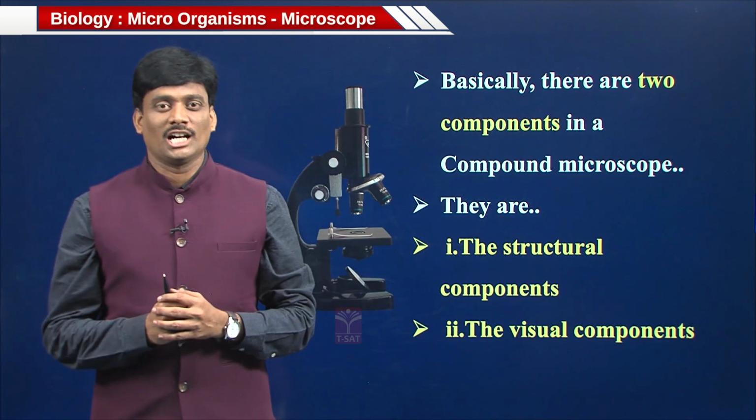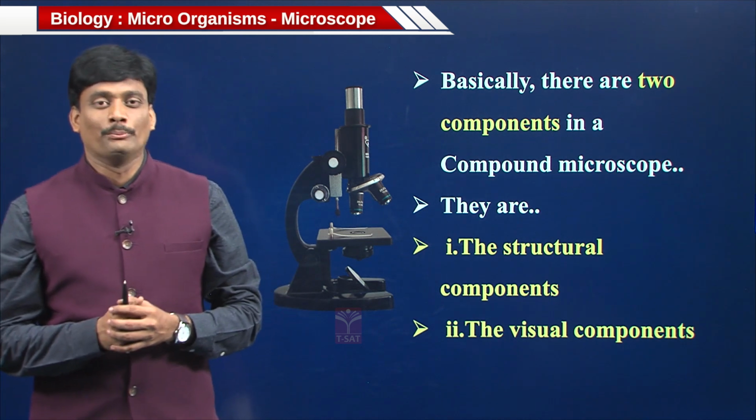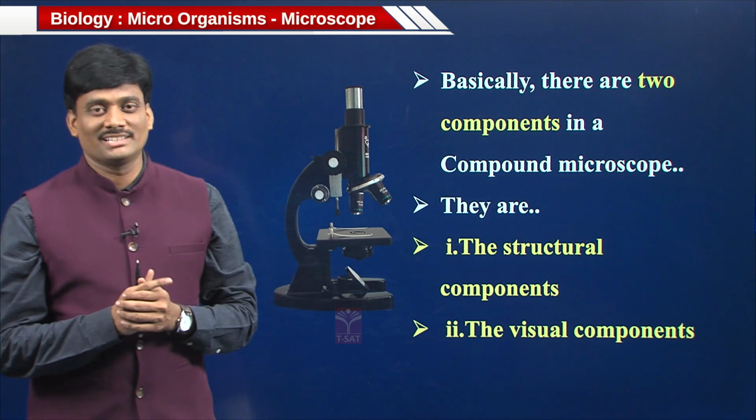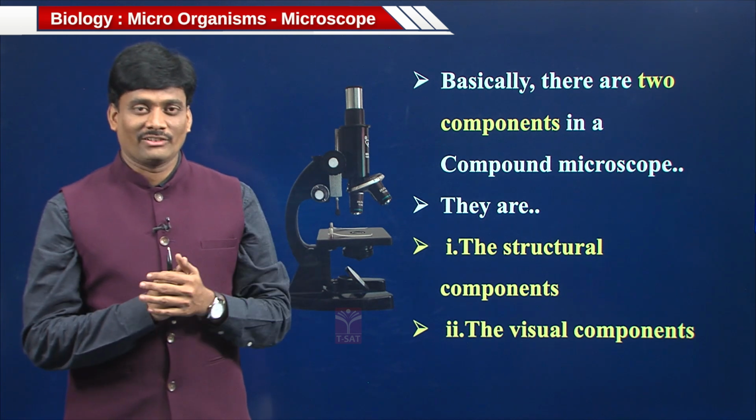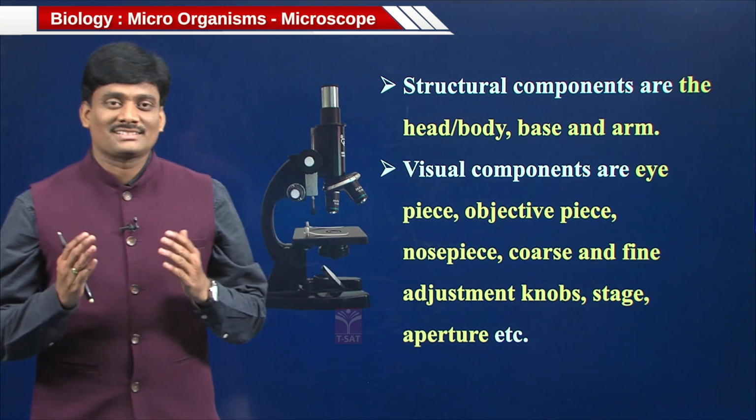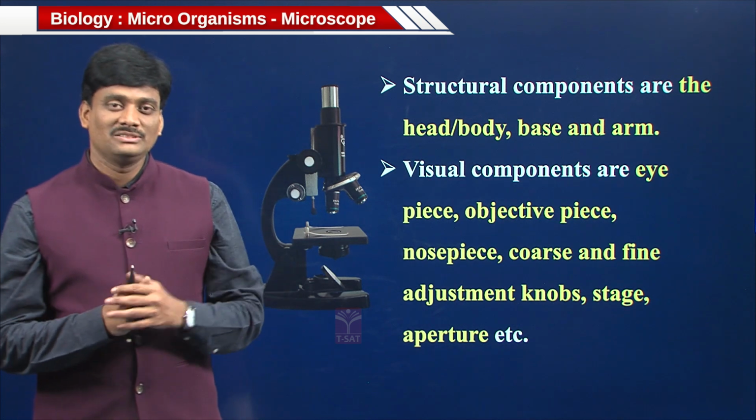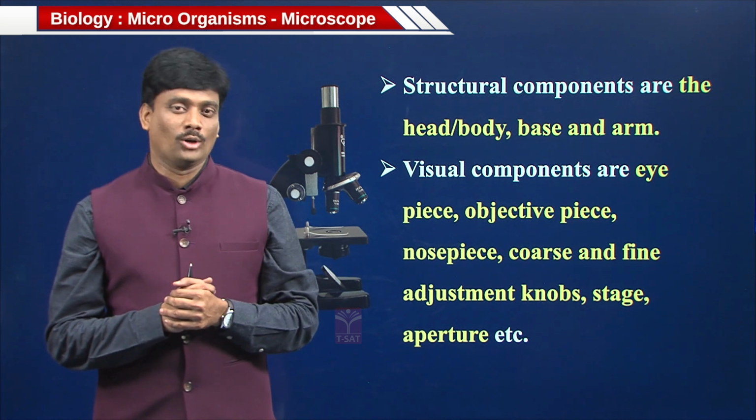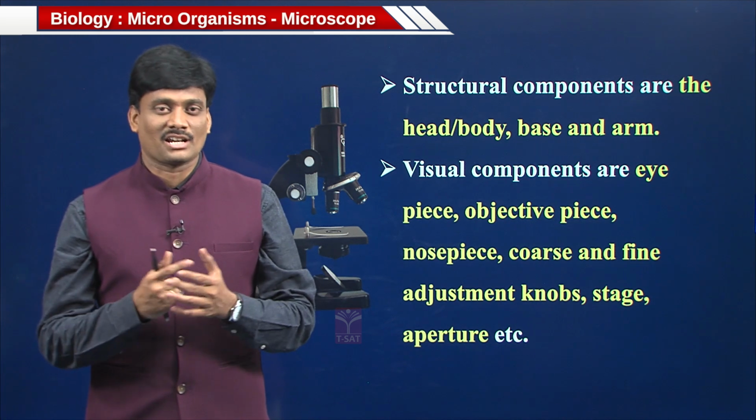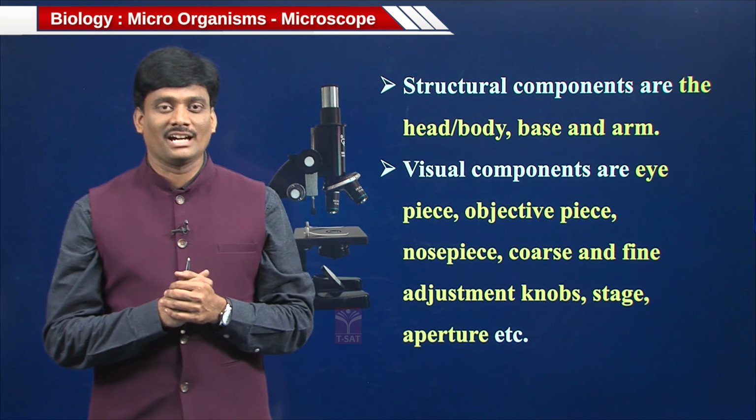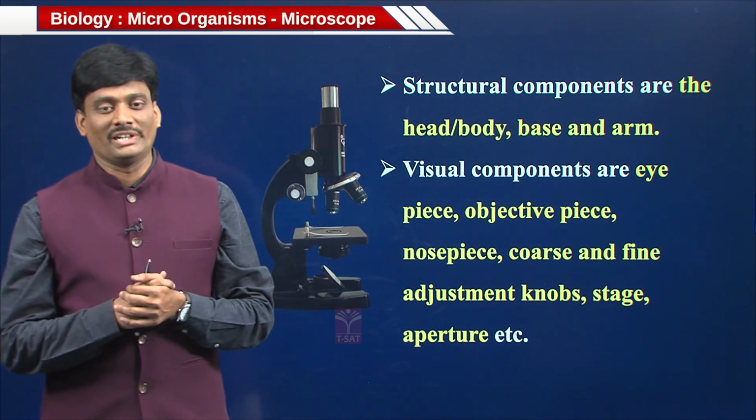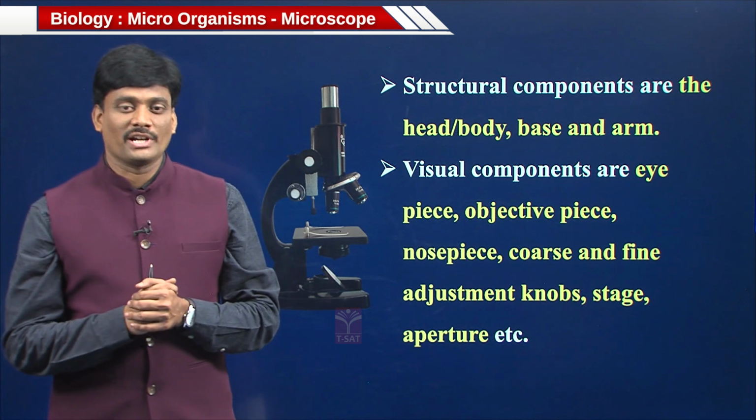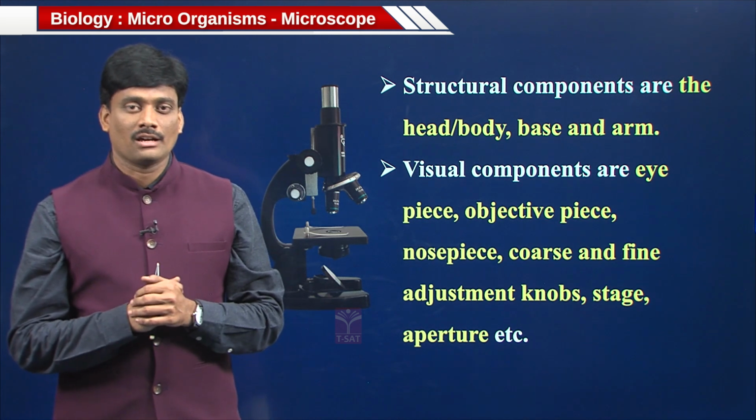Students, when we observe the structure of a microscope, mainly we are able to observe two components in the microscope. The first one is structural components and the second one is visual components. Under the structural components, we can see the head, which is also called the body tube, and next the base as well as the arm. These are considered as structural components.